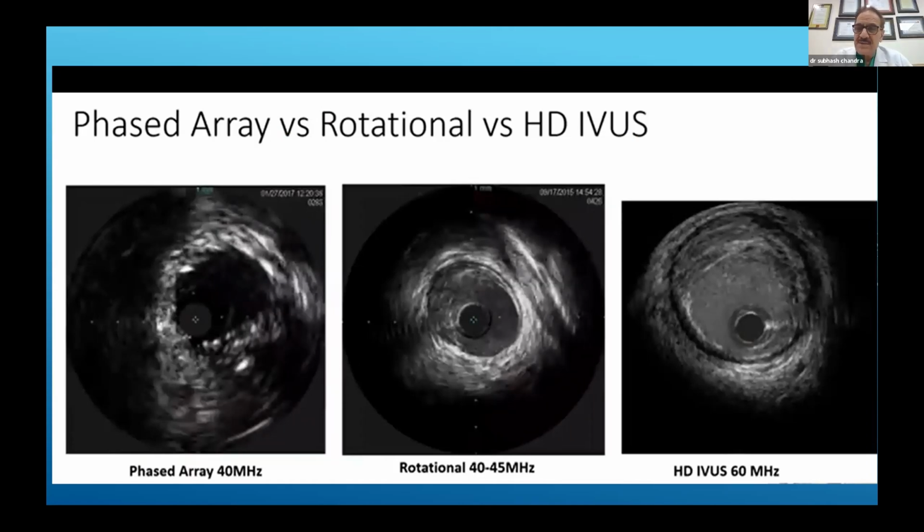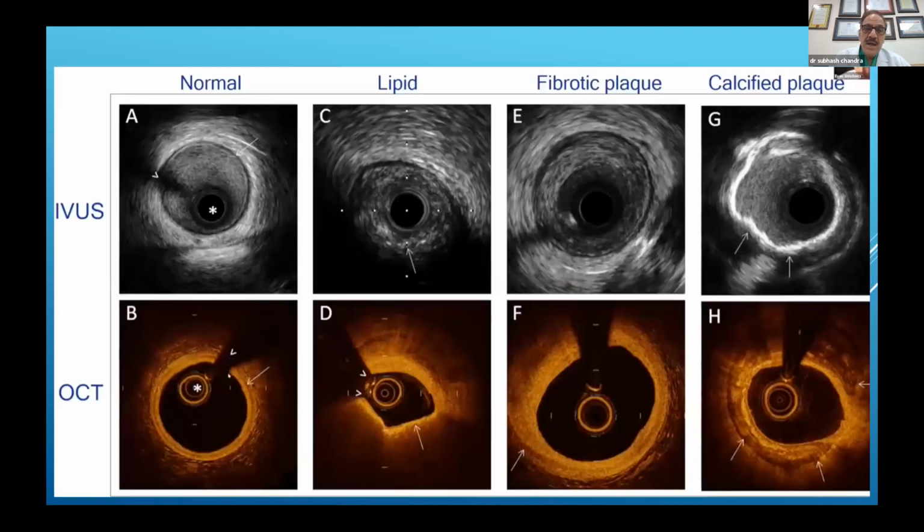So this is how IVUS has evolved since then, because OCT was giving you color television pictures and this black and white picture was no good. So the HD IVUS 60 megahertz has now come into our practice, which gives pictures as good as what we see in the OCT. There has been hesitancy on the part of operators because of the learning curve, and therefore it is very important to be conversant with how the images look and how to interpret them.